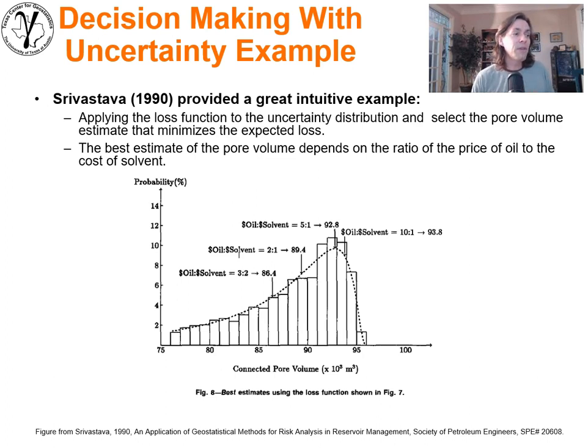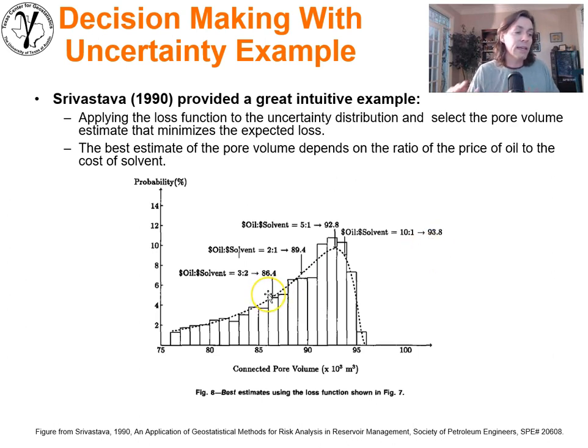Okay, so if you do that, you take the loss function and you scan across estimates between 75,000 meters cubed to about 96 or so thousand meters cubed, you will find the value of the estimate of the subsurface connected volume will depend on the relative cost of solvent and oil. If you have very, very cheap solvent or very, very valuable oil, a 10-to-1 ratio, you will estimate high, about 93,000 cubic meters of connected volume.